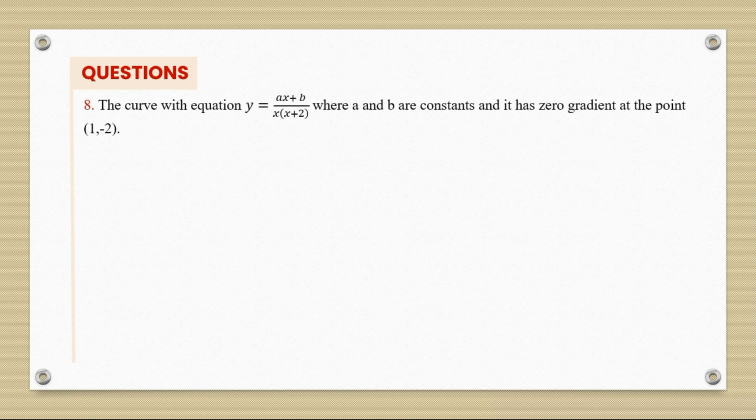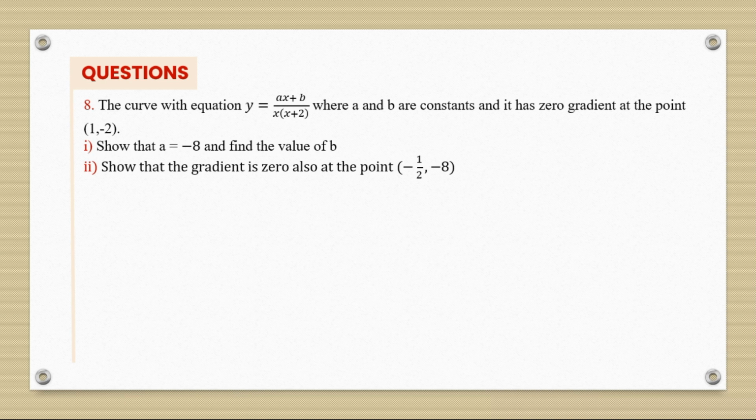Alright, so question 8, we're being told that the curve with the equation y is equal to (ax + b) over x times (x + 2), where a and b are constants, has 0 gradient at the point (1, -2). Show that a is -8 and find the value of b. Part 2, show that the gradient is 0 also at the point (-1/2, -8).